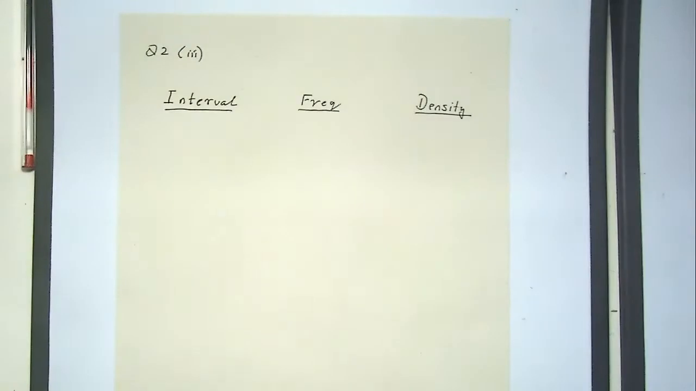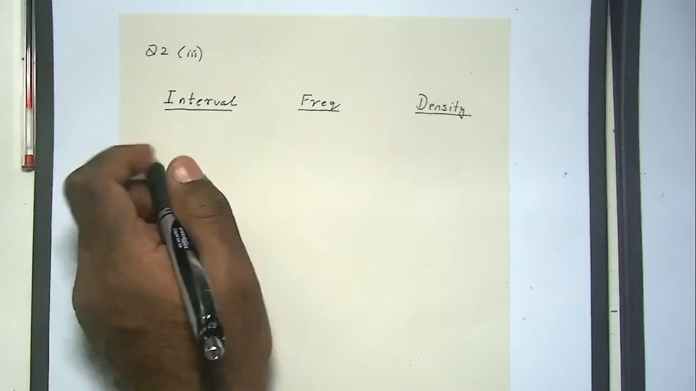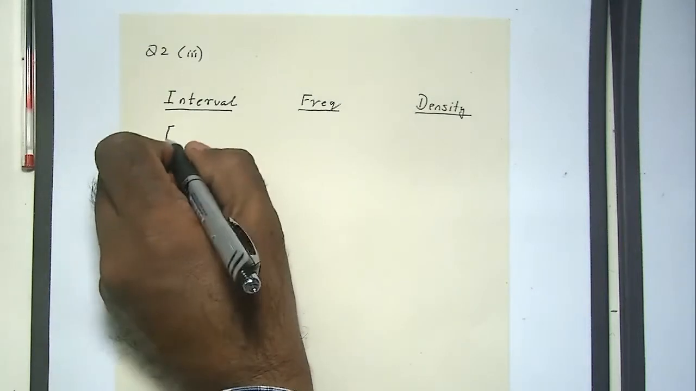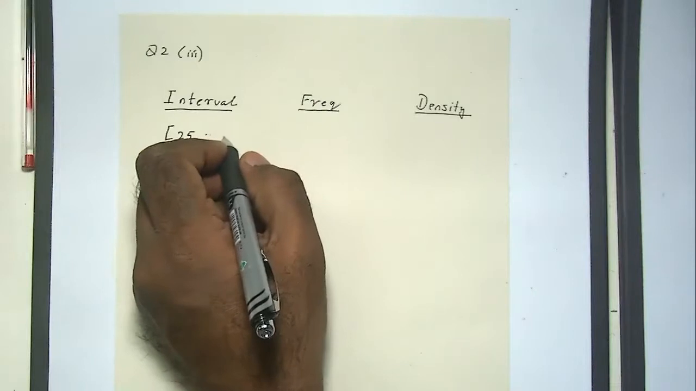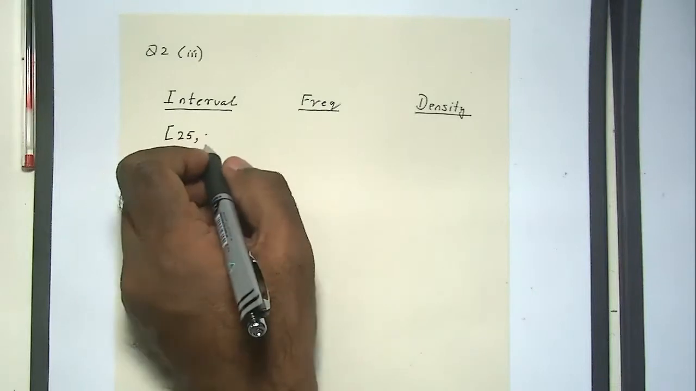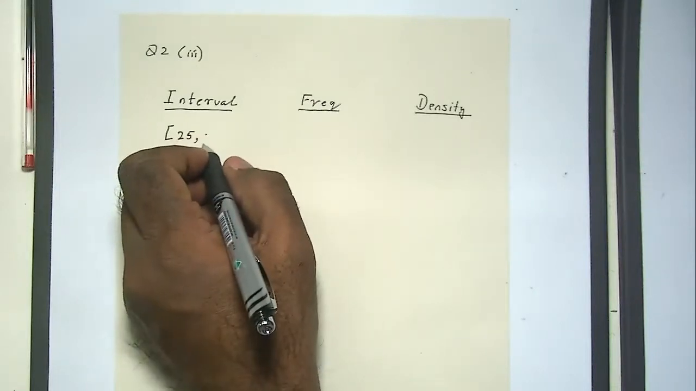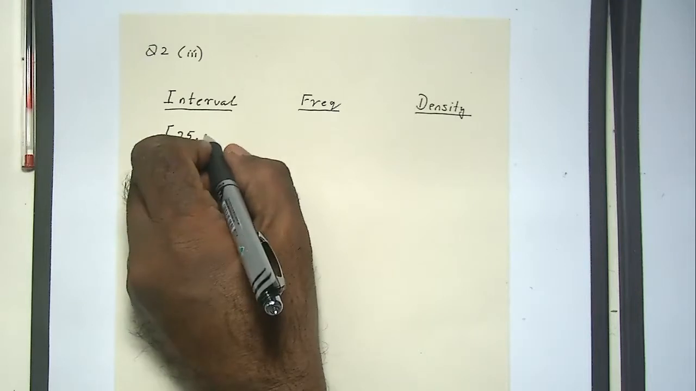Alright, the question reads as follows. So you have equally sized intervals of length h equal to 5 in the range 25 to 50, right? So the intervals will be what? So the first interval will be from 25 to 30.